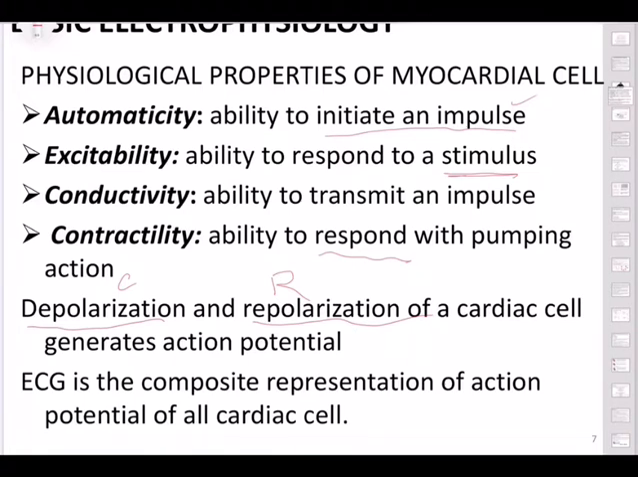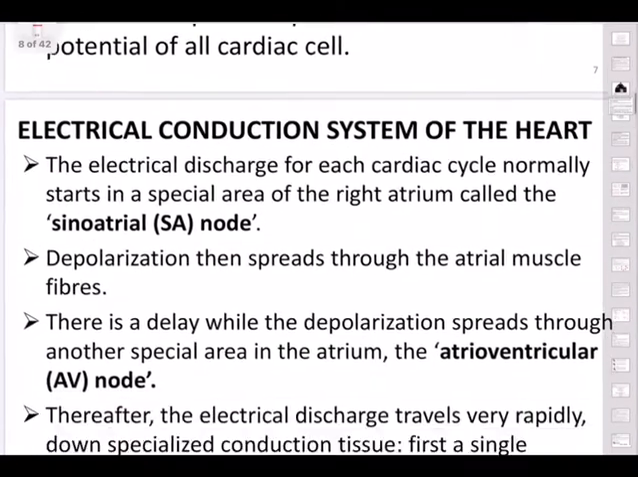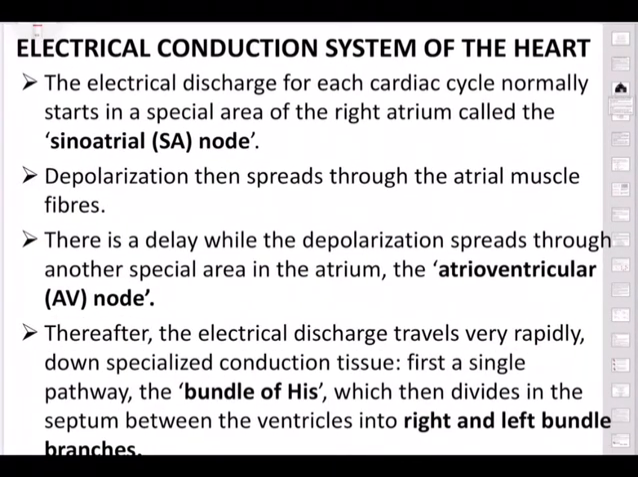The depolarization and repolarization of cardiac cells generates action potential. ECG is the composite representation of the action potential of the cardiac cells. So, the electrical conduction system of the heart. The electrical discharge for each cardiac cycle normally starts in a special area of the right auricle. Remember, the starting point is the right auricle, and that is the SA node, the sinoatrial node. You must remember, the starting point is the SA node.